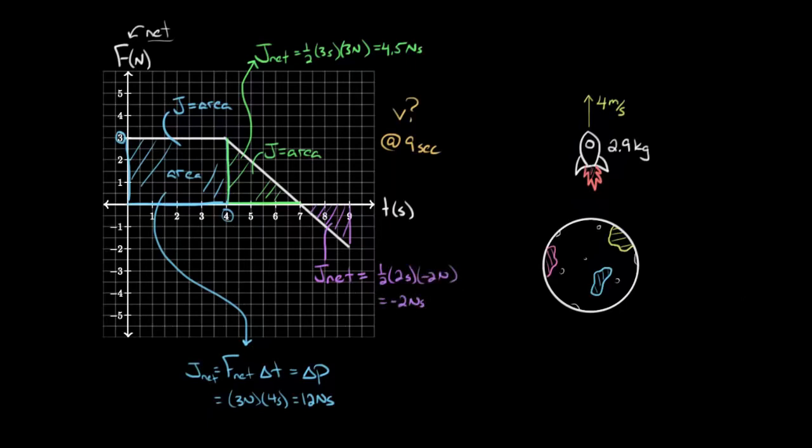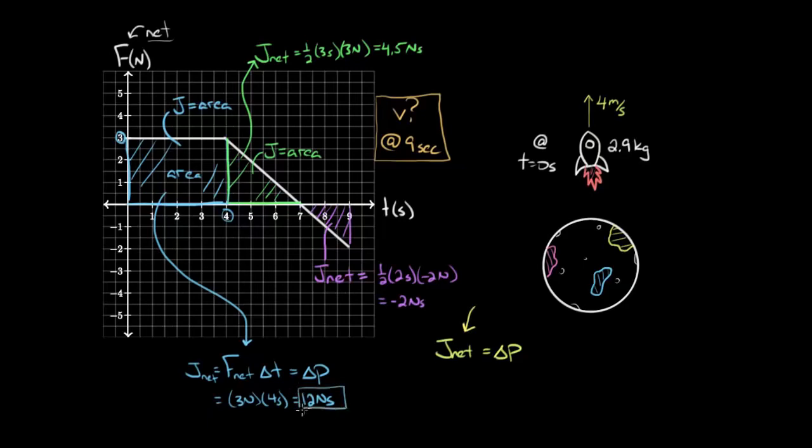And now we can figure out the velocity of this spaceship at 9 seconds. So assuming that this force readout started at this moment right over here, at t equals 0 seconds, was the moment when it was going 4 meters per second, then we can just say the total net impulse should equal the total change in momentum of this spaceship. And we can find the total net impulse by just adding up all the individual impulses.